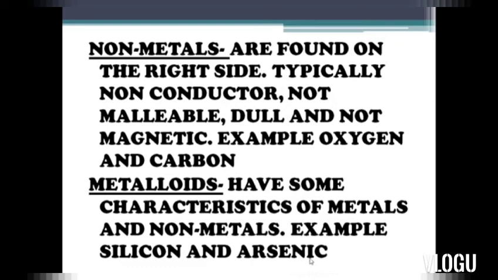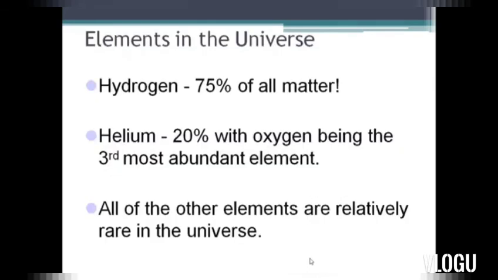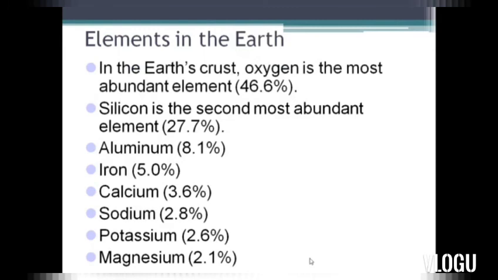So, yung metalloids naman, nabanggit natin na meron silang character ng metals and non-metals. So, silicon and arsenic. So, elements in the universe. So, malalaman natin na marami palang mga elements dito sa universe, not only in our Earth. So, in the universe, we have 75% of all matter. Helium 20%, with oxygen being the third most abundant element. All of the other elements are relatively rare in the universe.